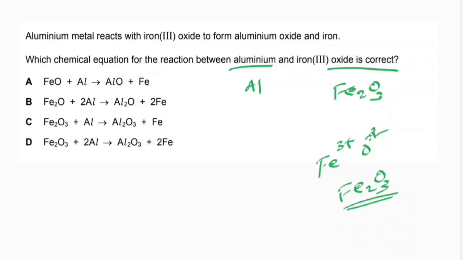You have two options, C or D, Fe2O3 and aluminum. Then that forms aluminum oxide, which is Al2O3, which is correct, and Fe. So it has to be 2Fe. The answer is D, because 2Fe, 3 oxygen, 2 aluminum. But here it's not a balanced equation.